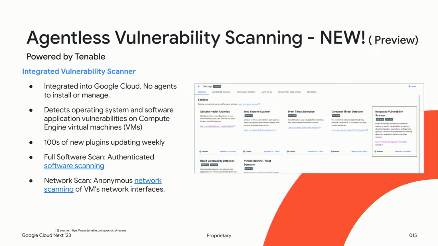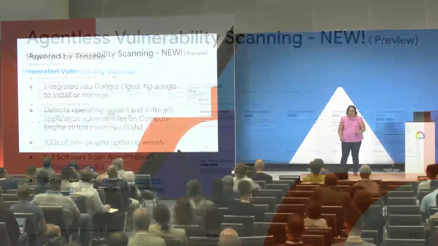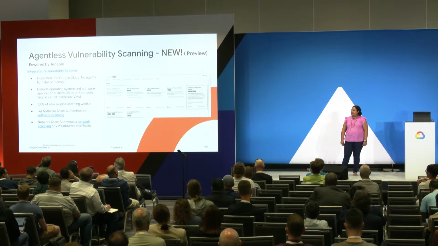One, it does authenticated software scanning, targeting the VM's operating system, as well as the software applications that are running on it. And it provides additional information, like the network port bindings and what security patches were applied to the operating system. And when it cannot authenticate, it actually does an anonymous network scan of the VM's network interfaces. And we'll dive into a demo of these capabilities.